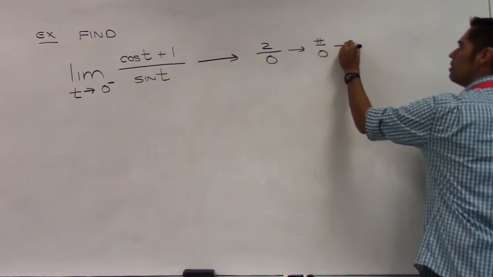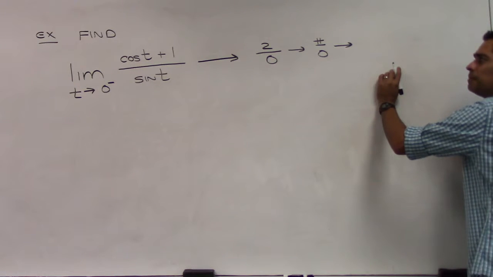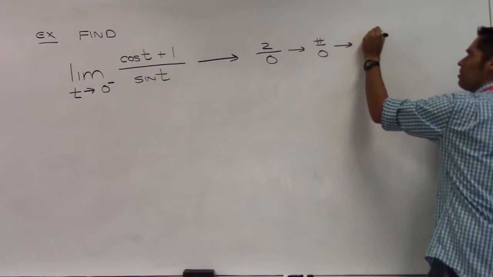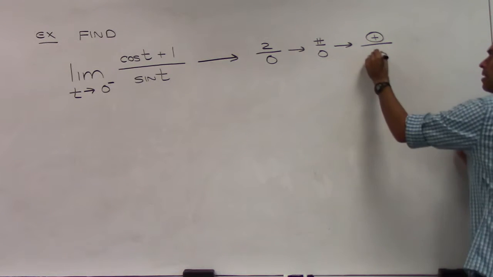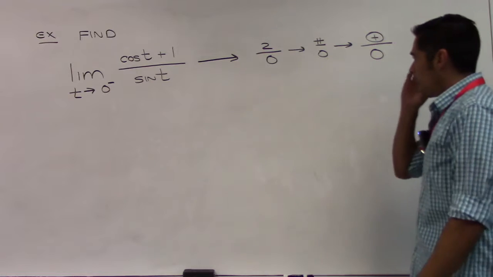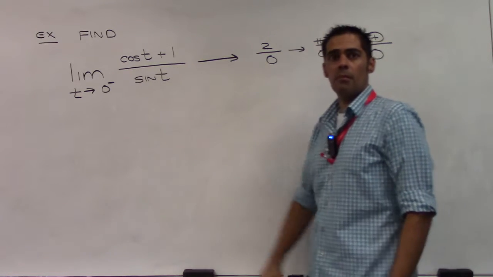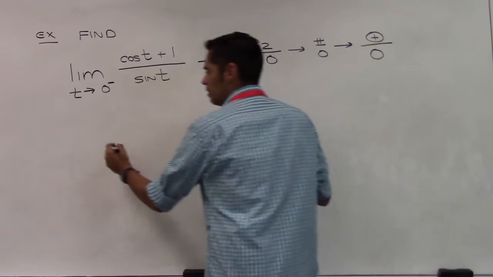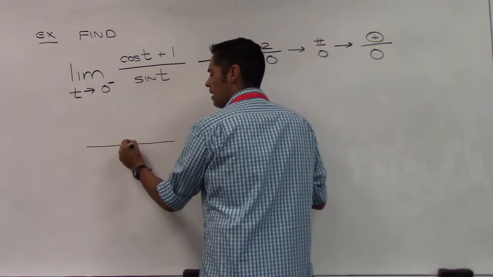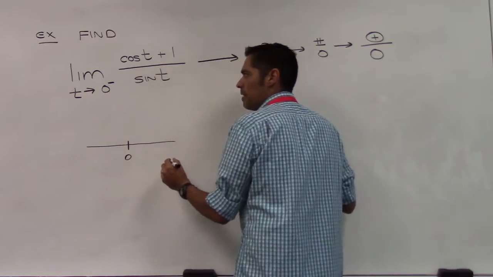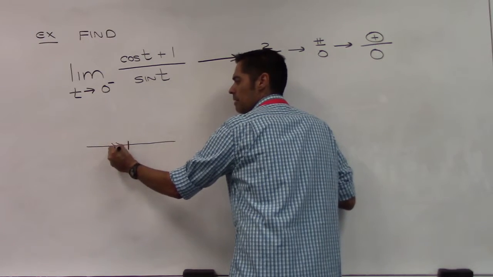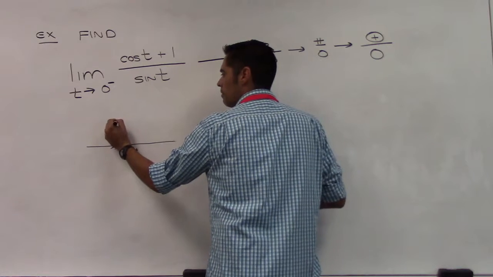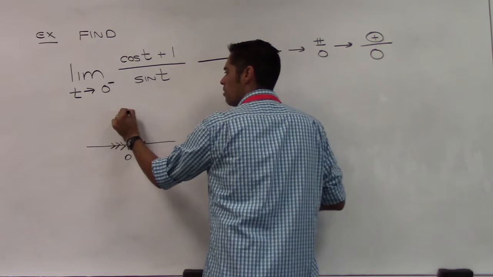So can you tell me about the numerator? It's positive, right? Positive 2. So that's a positive number on top. We know this is 0. We can draw the number line and put 0 on it, right? That's what we've been doing. We put the number line, we put 0, and we're coming in from the left side. So, negative 0.001.